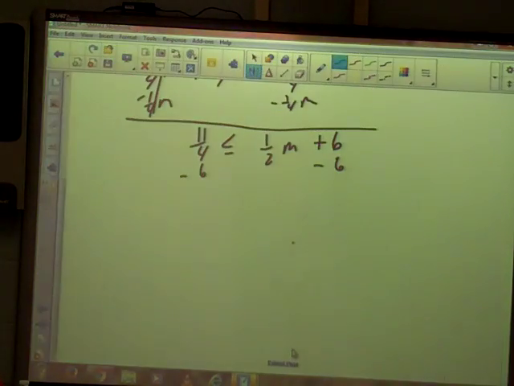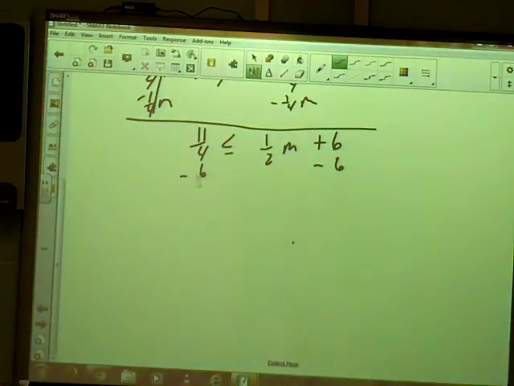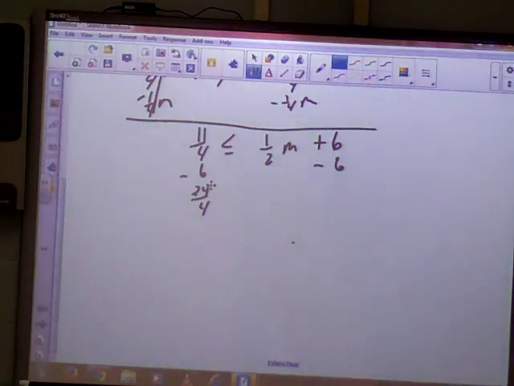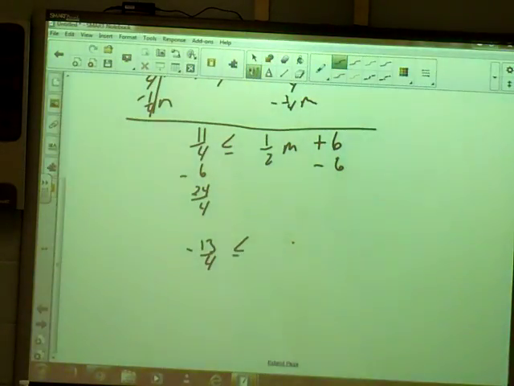Okay. Way I'm going to do that, you do it how you want. You just type 11/4 minus 6 in your calculator. I know 6 is the same as 24/4, right? 24 divided by 4 is 6. So 11 minus 24, I think that's negative 13. Negative 13/4 is less than or equal to 1/2 m.